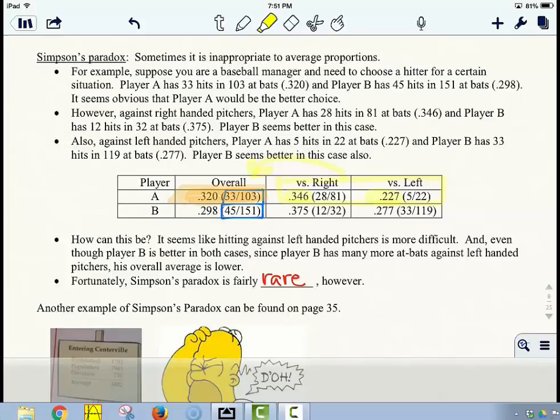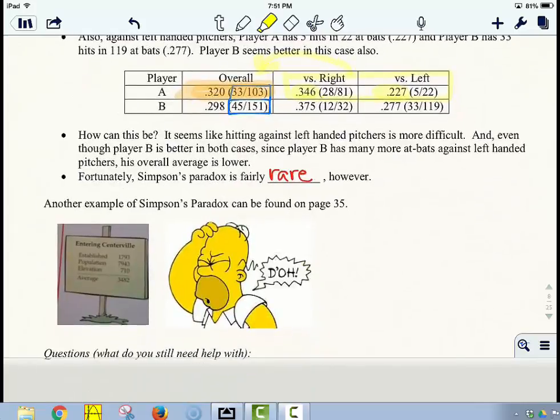That is Simpson's paradox. How can this be? It seems like hitting against left-handed pitchers is more difficult, and even though player B is better in both cases, since player B has more at-bats against left-handed pitchers, his overall average is low. Fortunately, Simpson's paradox is fairly rare. Another example of Simpson's paradox can be found on page 35.